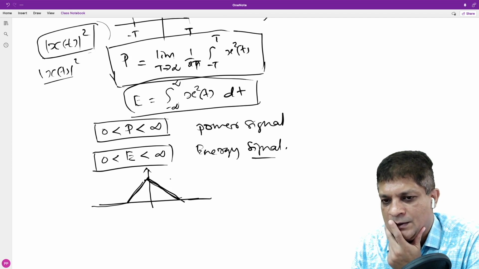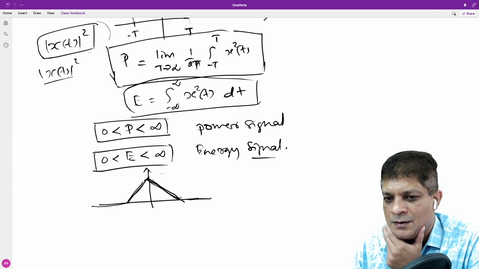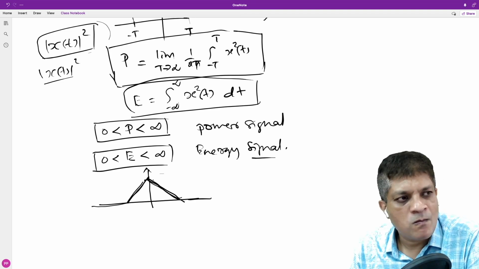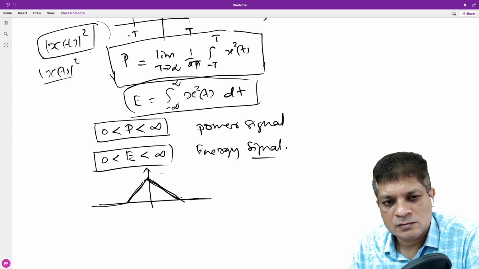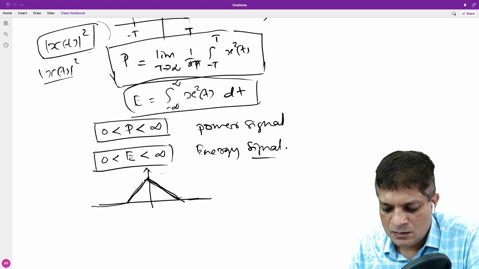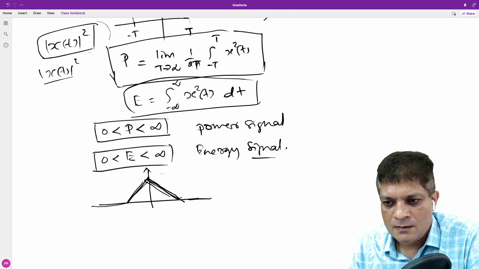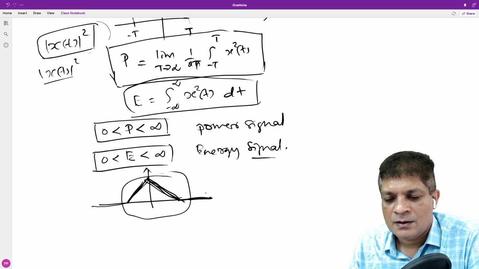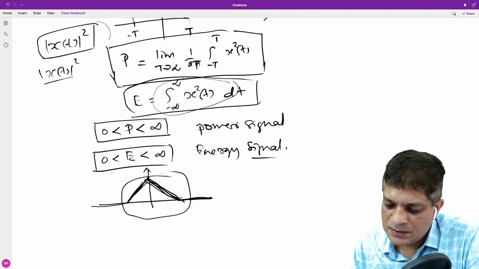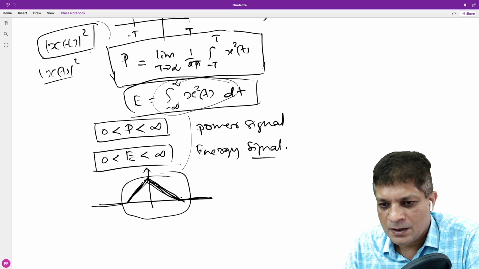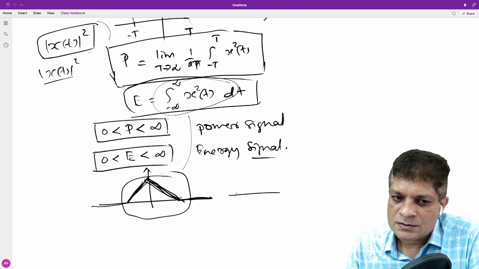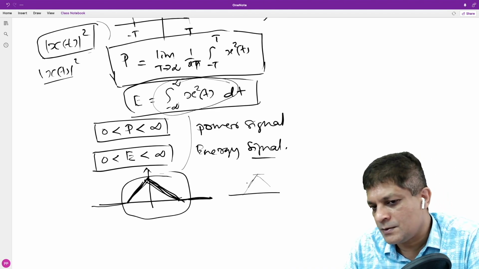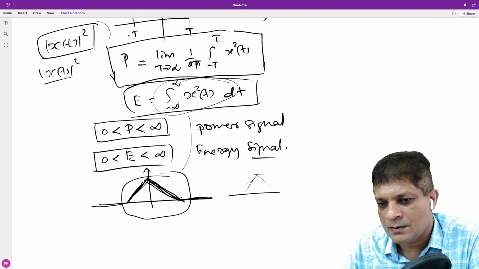So can we say that all the finite duration signals having finite amplitude are always energy signals? Is it true? What I'm saying is this is a finite duration signal because it is non-zero only in this interval. This is an energy signal because if you find the energy of that signal, that is finite. My question is, can we generalize this? Whether all the finite duration signals having finite amplitude are always energy signals or not? Not necessarily. Can you give a counterexample?